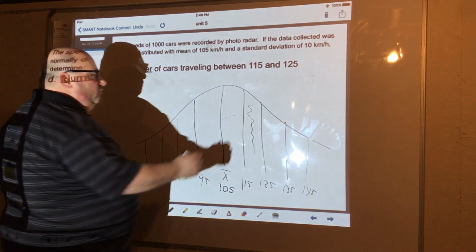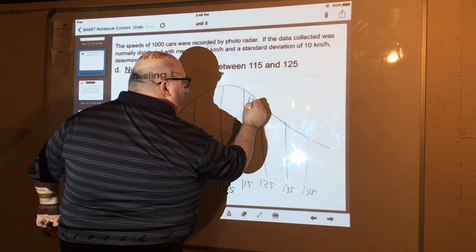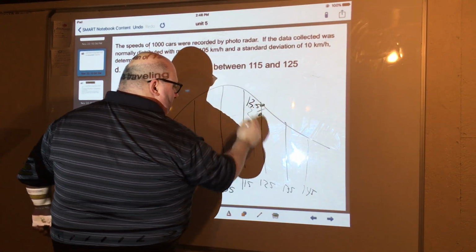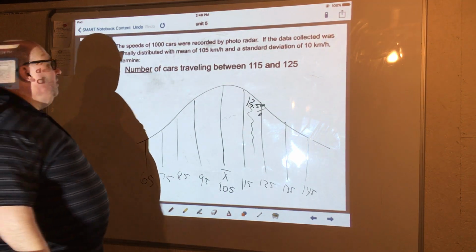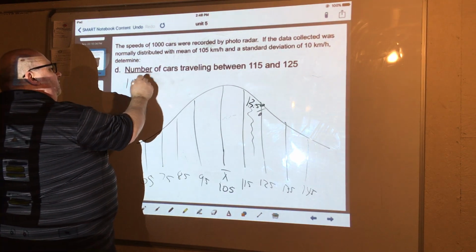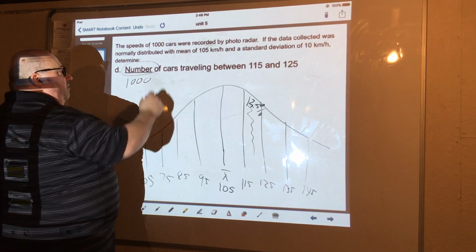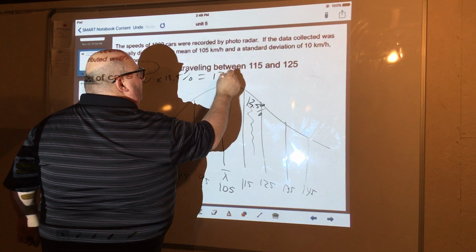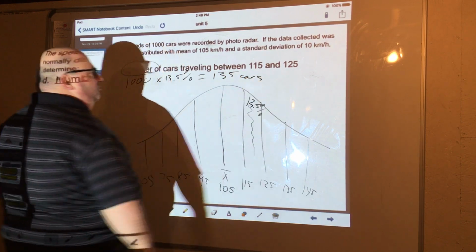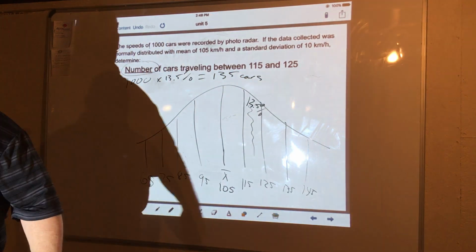Well, this was 13.5% in here between 115 and 125. So we take 1,000, because this time we want to find the number of cars, times 13.5%, and we get 135 cars that are traveling between 115 and 125.